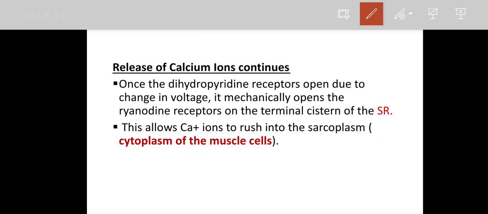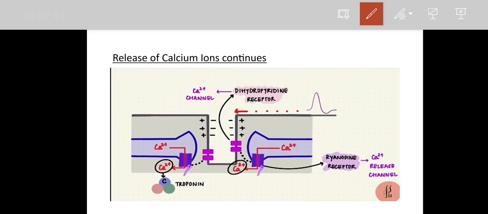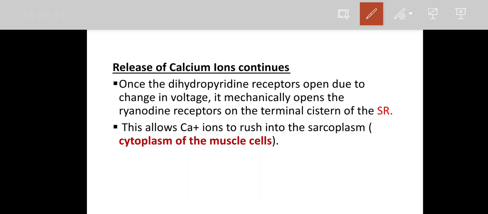So this allows calcium ions to rush into the sarcoplasm, which is the cytoplasm of the muscle cell. The sarcoplasm is the outside environment from the sarcoplasmic reticulum, the cytoplasm of the muscle cell. If they say sarcoplasm, just know we're talking about the cytoplasm of the muscle cell. So now, this allows calcium ions to rush into the sarcoplasm.